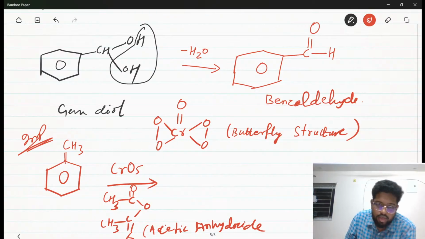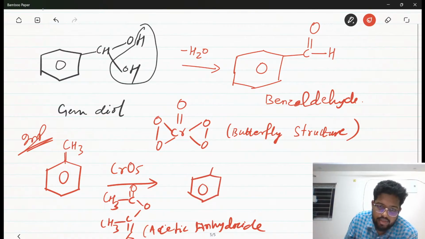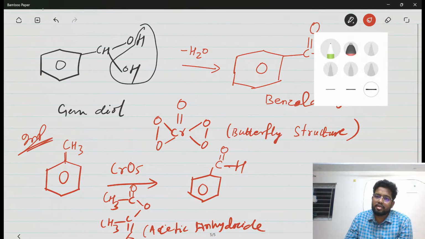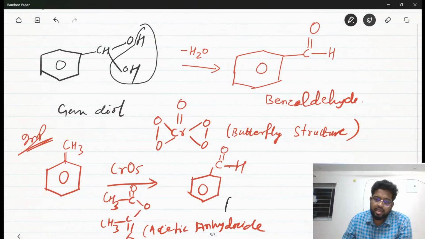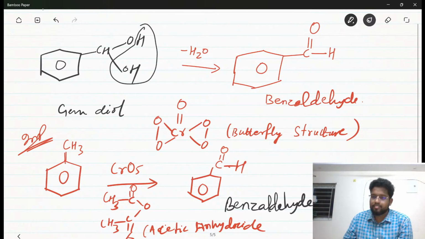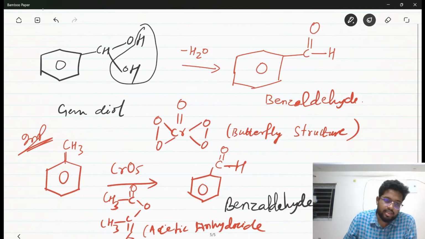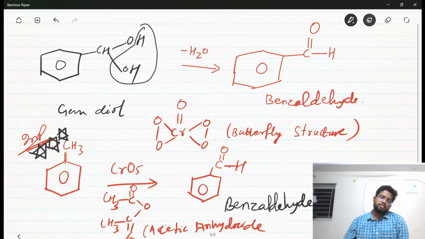What will be the product formed? Benzaldehyde, benzene ring, C double bond OH. So the name of the product is benzaldehyde. Write down quickly. Important one here, put a star. Toluene to benzaldehyde by using CrO5 instead of using chromyl chloride.